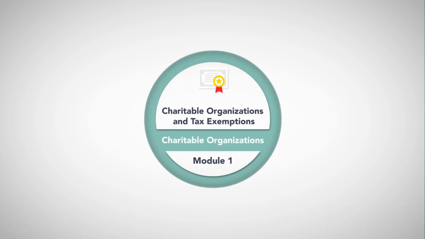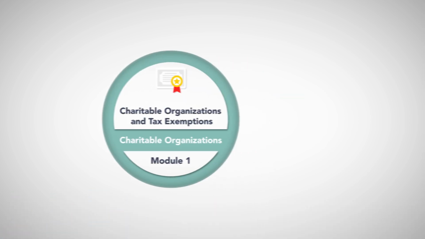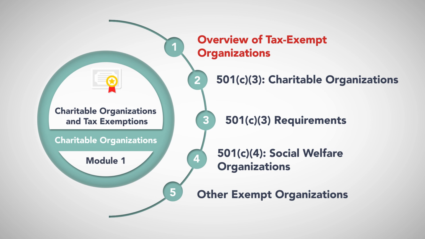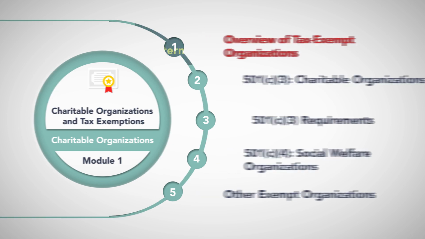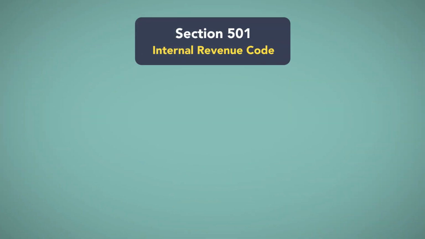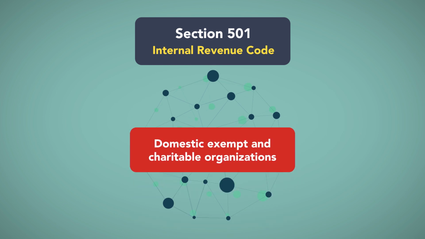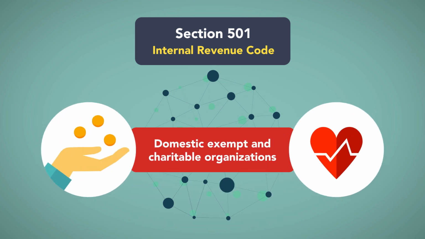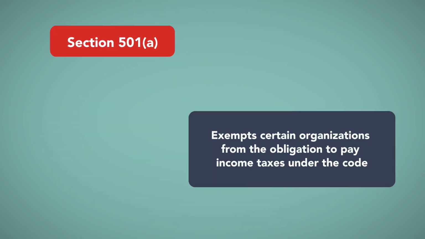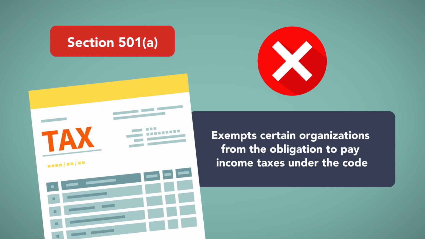Module 1. Charitable Organizations and Tax Exemptions. Overview of tax-exempt organizations. Section 501 of the Internal Revenue Code provides the framework for domestic exempt and charitable organizations. Section 501(a) exempts certain organizations from the obligation to pay income taxes under the code.